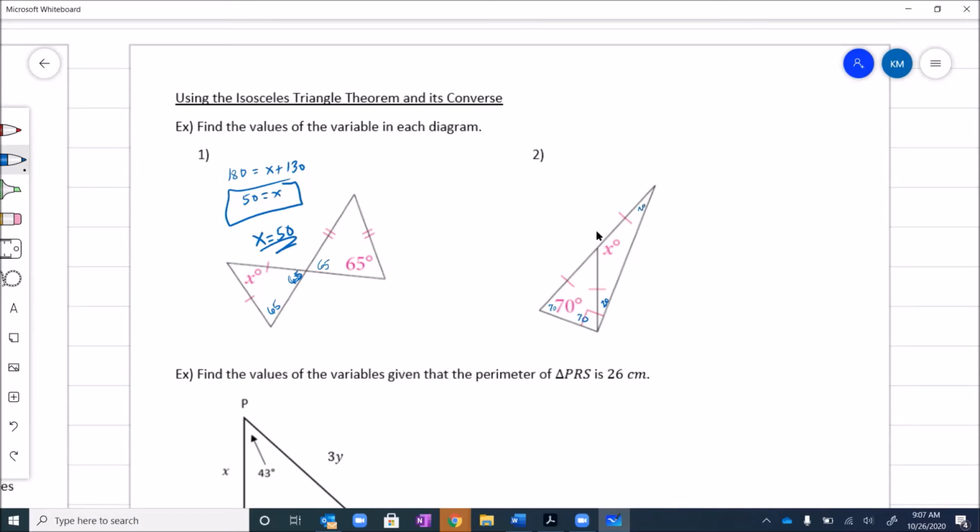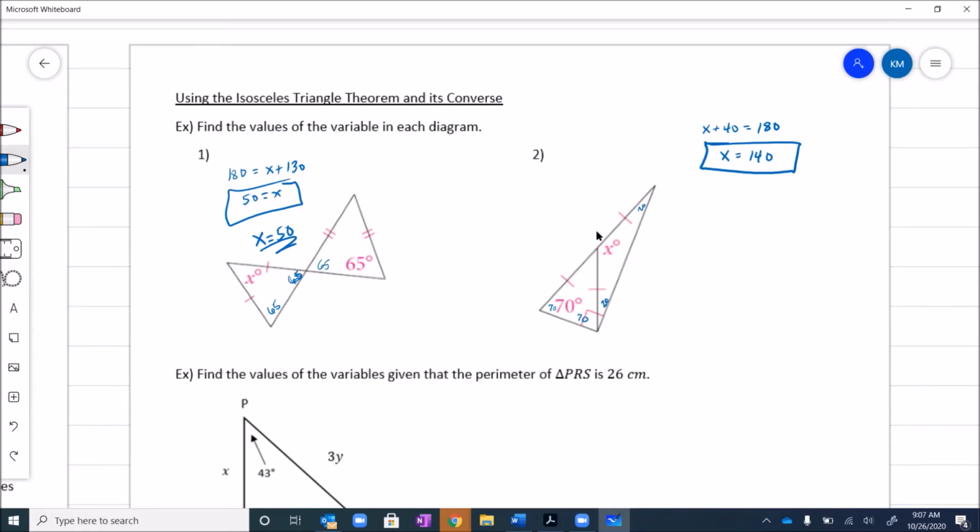And again, all these angles together add up to 180 degrees. So X plus 20 plus 20 plus 40 equals 180. Solve for X. X in their second problem is 140 degrees. Okay.